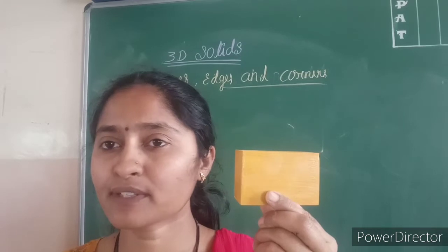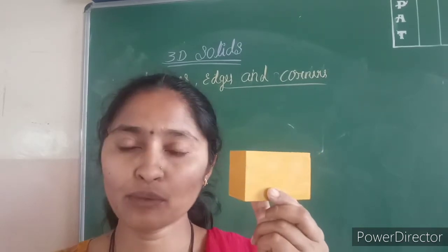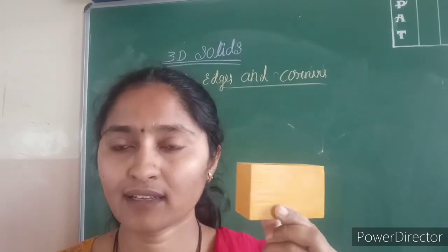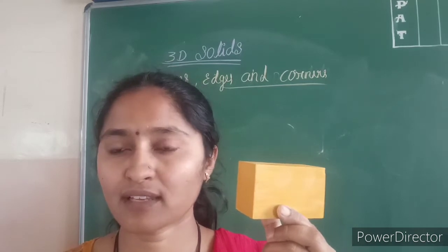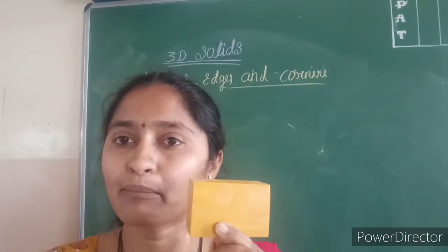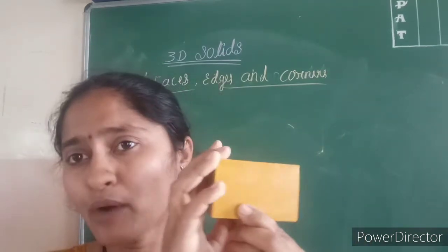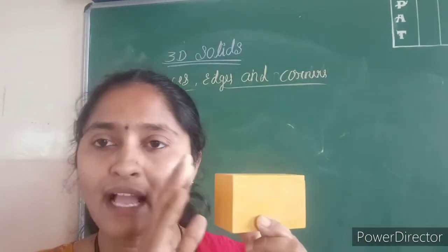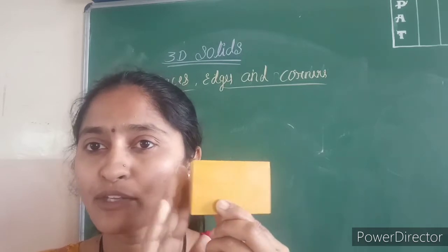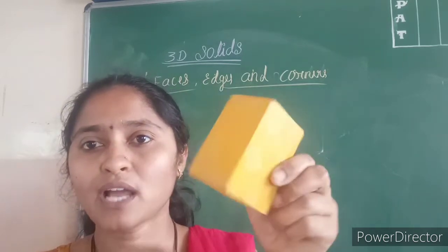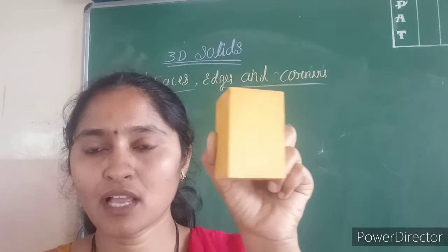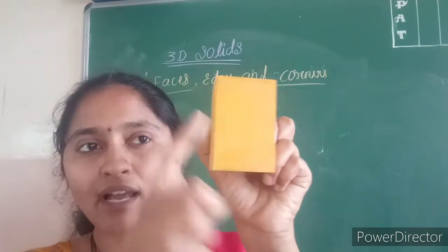The only difference between cube and cuboid is that in a cube all the edges and all the faces are equal, but in a cuboid only the opposite sides are equal. Yes. So now the edges, faces and corners, how many are there in a cuboid? We'll see. Okay. So now this is a cuboid. So this is one face of the cuboid.